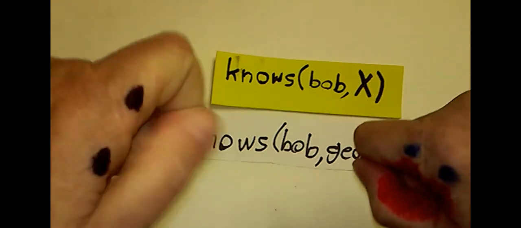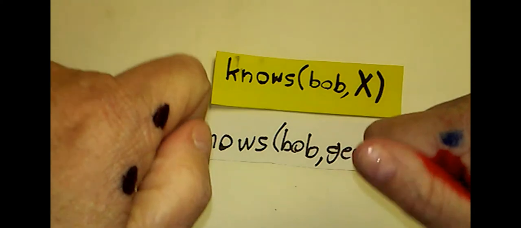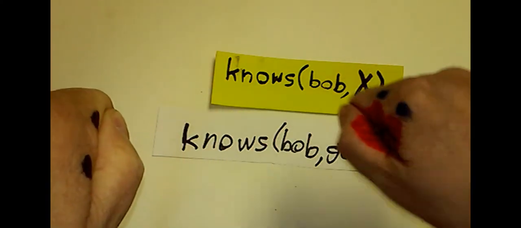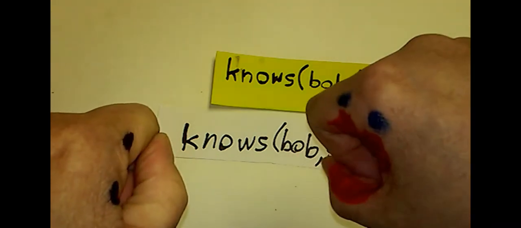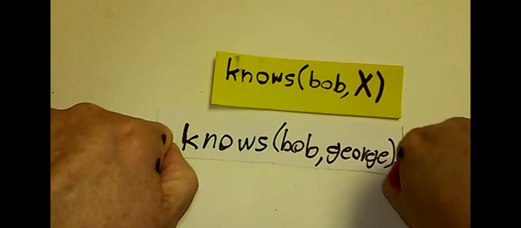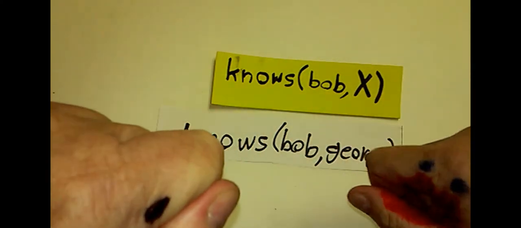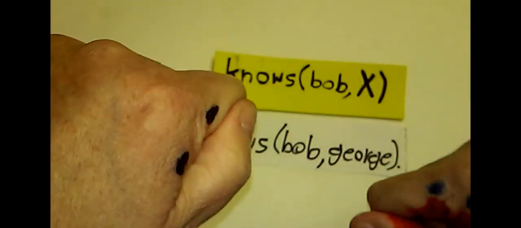Hey, Lefty. Hey. So, what you got? If X is George, then this clause proves it. It does. Okay. That's pretty good. But are there other solutions?